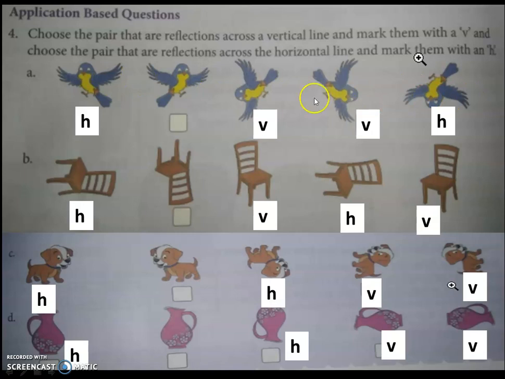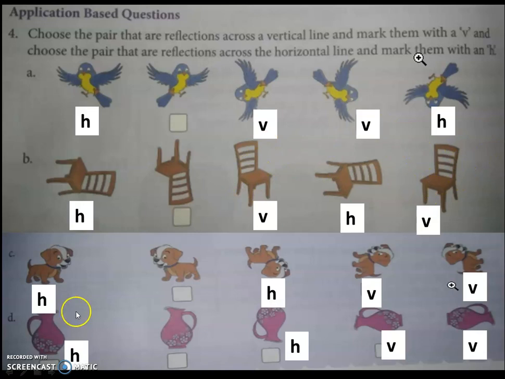The bird. I feel this one and this one are a horizontal reflection through this horizontal line, and these two are through this vertical line. Okay, it's your wish. Even the chair, you have two sets. This one and this one look horizontal, but also this one and this one look horizontal. You can try it out. If you feel like that, you can work it out. It is all your own thing. And here this one and this one are vertical.